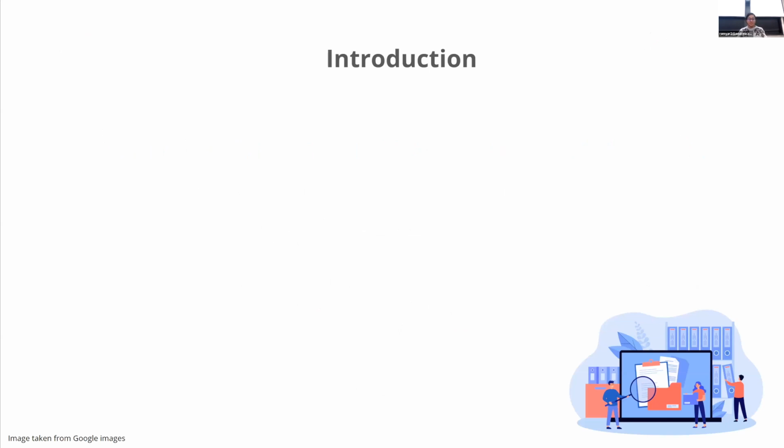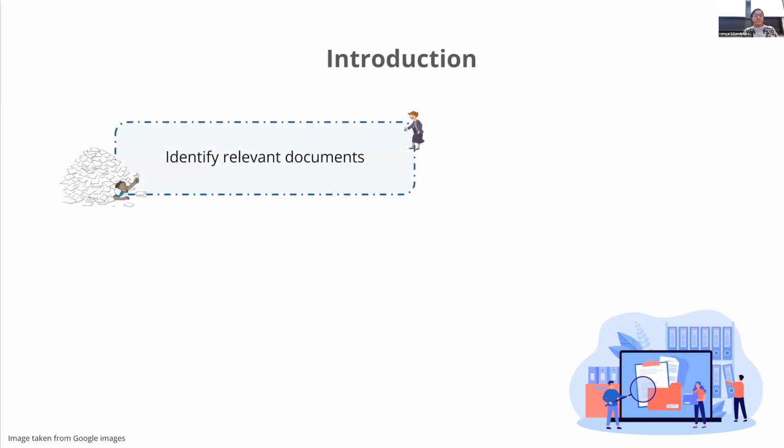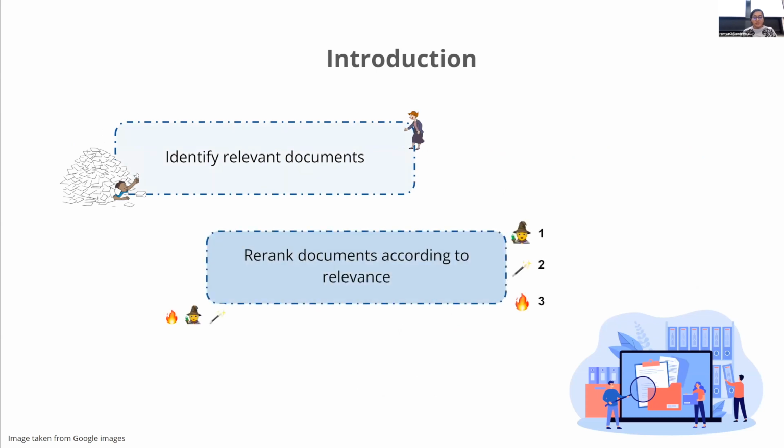Information retrieval is the process of querying a large amount of data, usually in the form of documents, and retrieving relevant answers for the query. It usually consists of two phases. The first phase where we identify relevant documents, and the second phase where we re-rank documents according to their relevance.